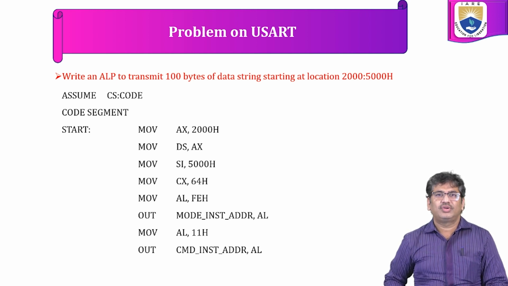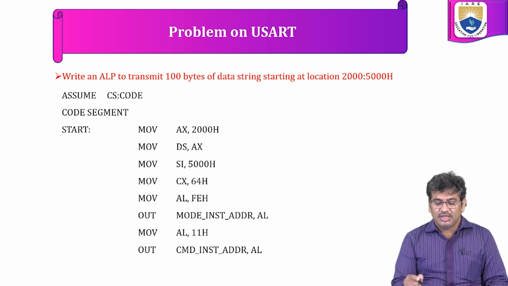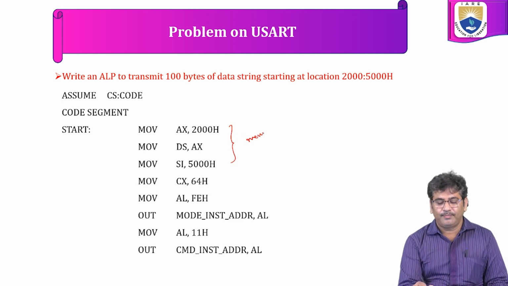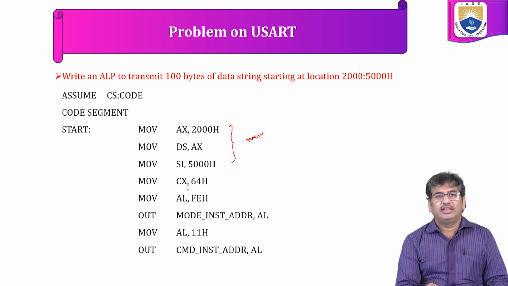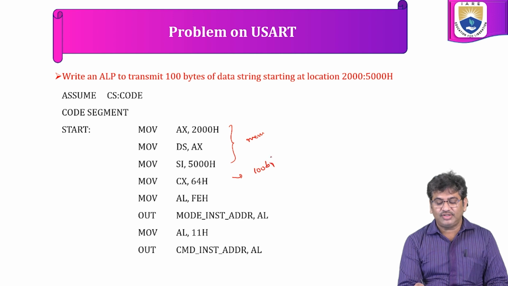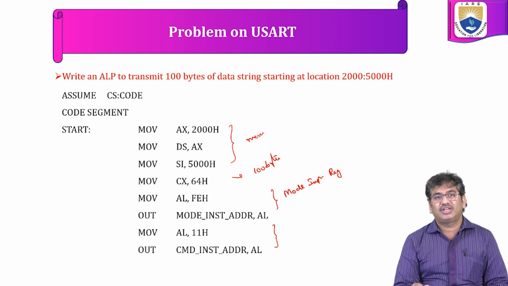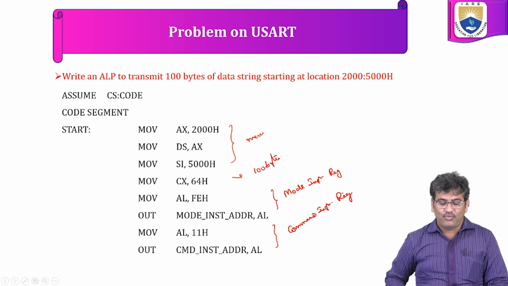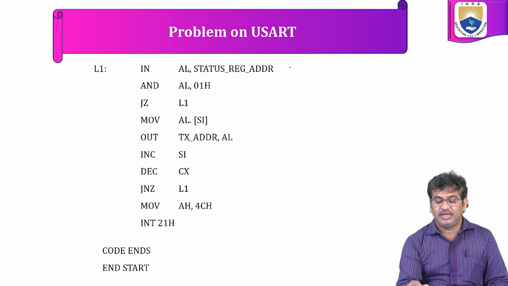Assume CS:CODE, code segment, START: MOV AX, 2000, MOV DS, AX, MOV SI, 5000. So this is for placing a pointer to the memory where the data is present. MOV CX, 64H because we want to transmit 100 bytes of data. Then this is for configuring the mode instruction register. After configuring the mode instruction register, we have to configure the command instruction register with 11H. Once these two are configured, then we go for reading the status register.